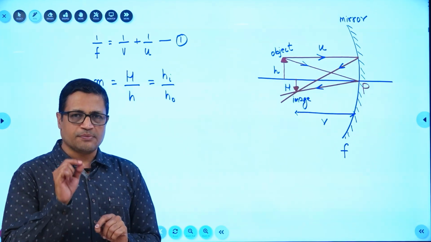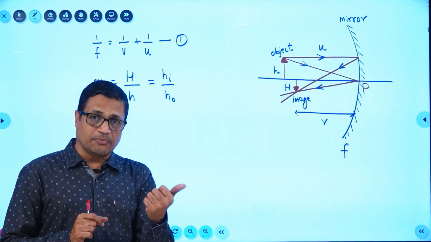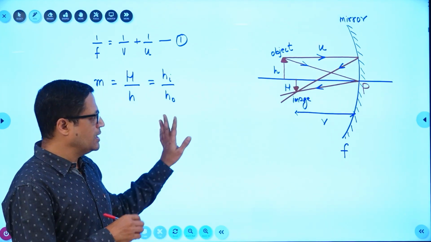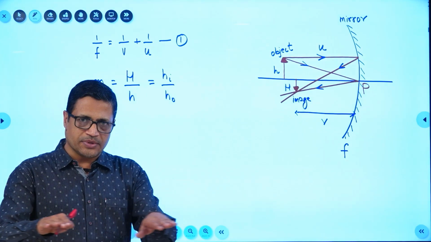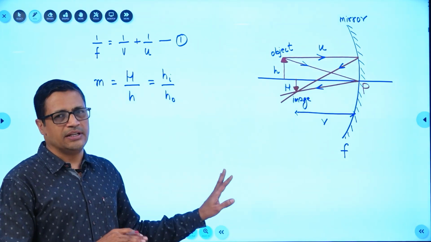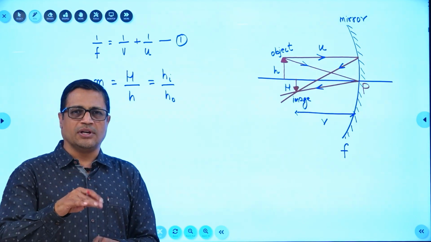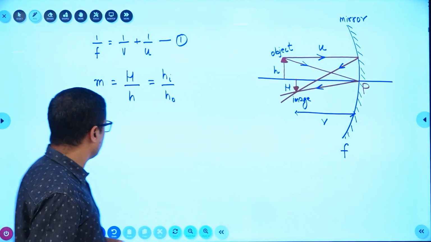Of course, at this point I would like to add that there is something called a linear magnification and there is something called an angular magnification. All that I am speaking about now, in the context of the exams that you have to write at this level, is only the linear magnification. Angular magnification is something that you will have to worry about once you come to 12th class. So till that time, this is it.